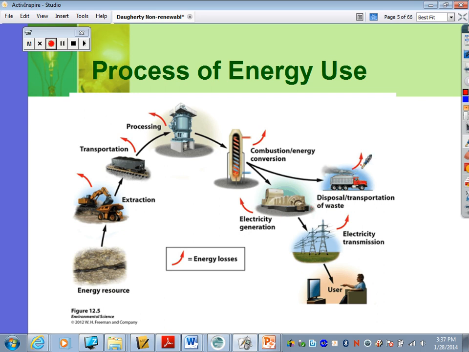Transporting and disposing of waste. The actual transmission of the electricity along the electrical lines, we lose a little bit of waste heat energy there. And then finally it arrives to you. So again, we have to think of all of those steps and all the energy that's lost along the way when we're calculating the net energy.